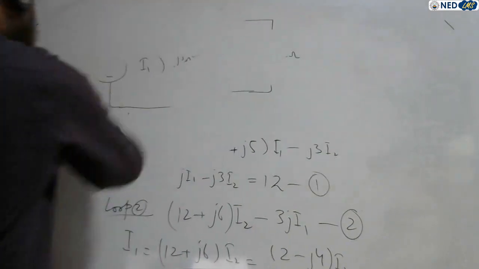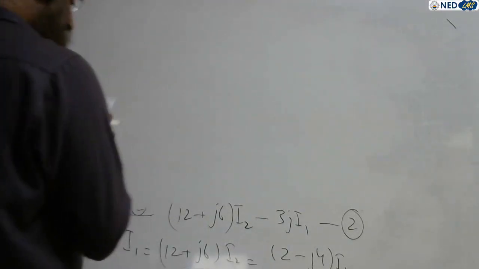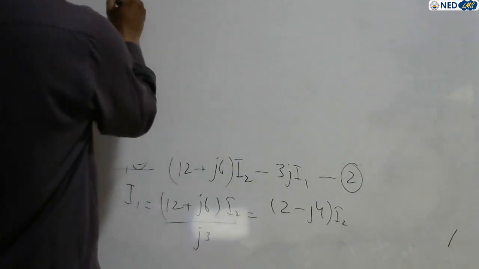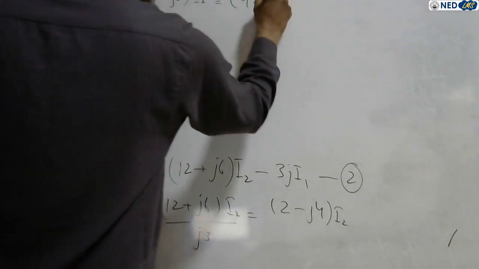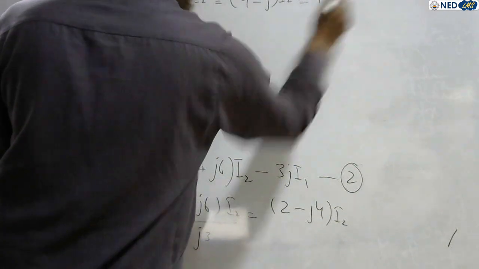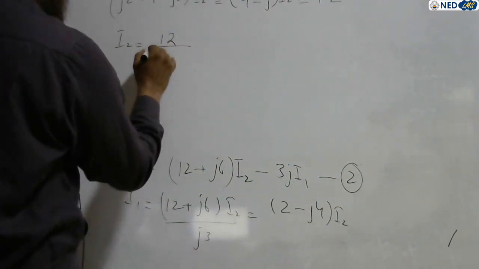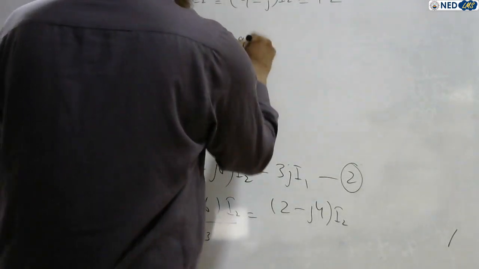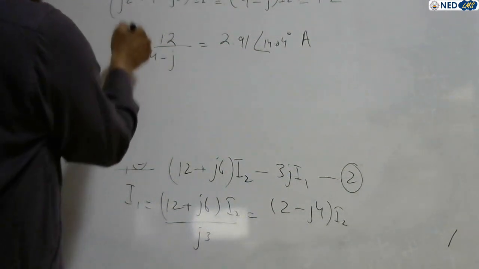You just need to substitute the values. J2 plus 4 minus J3 I2 equals 4 minus J I2 equals 12. You substitute in terms of I2. So I2, the secondary current, is 12 over 4 minus J. If you convert from rectangular to polar form, you get I2 as 2.91 angle 14.04 degrees. The unit is ampere.